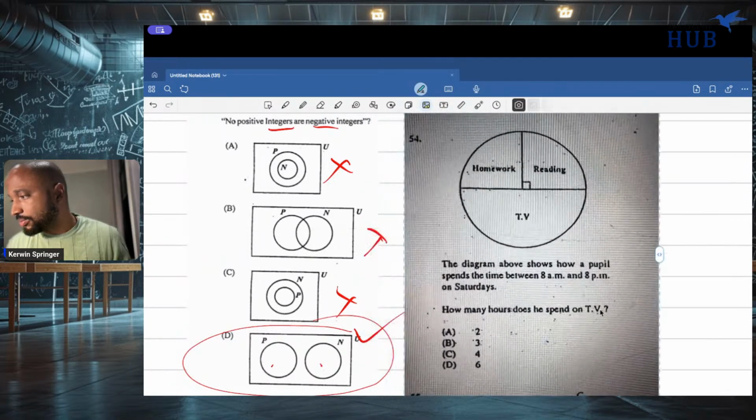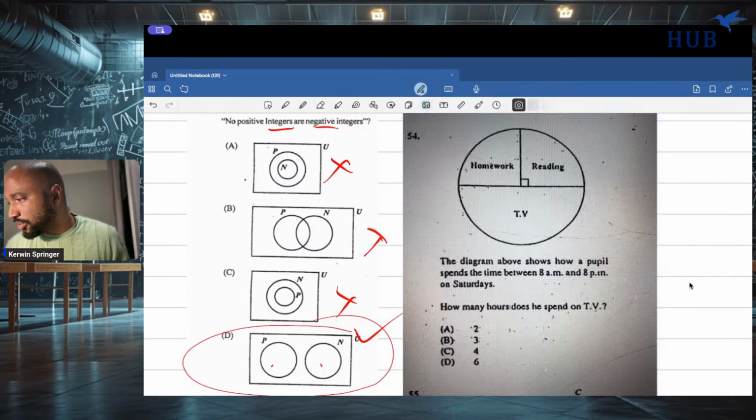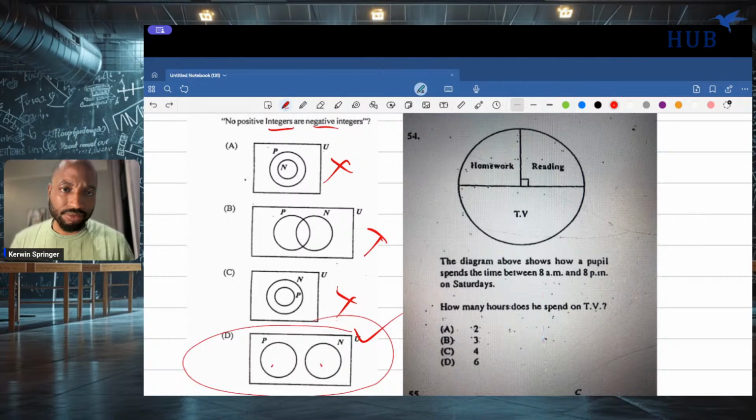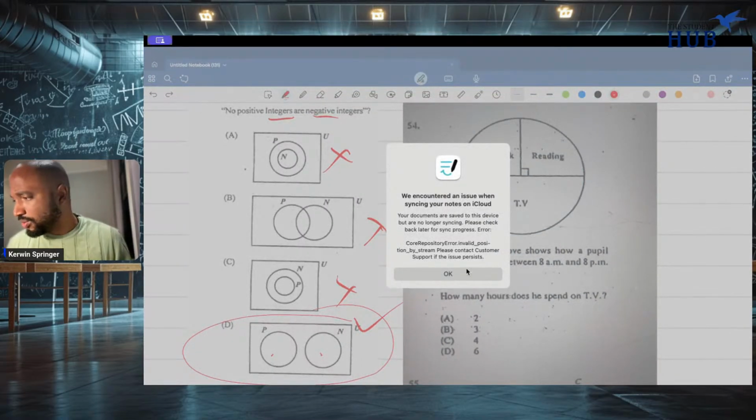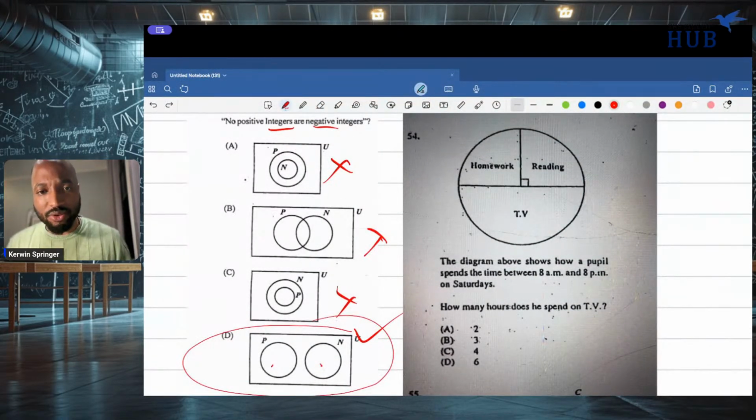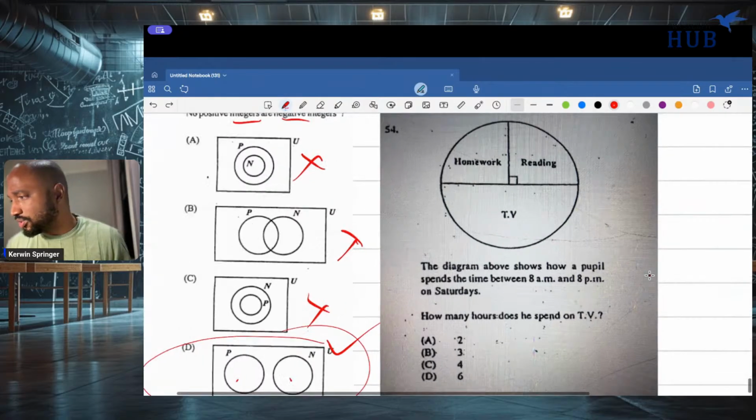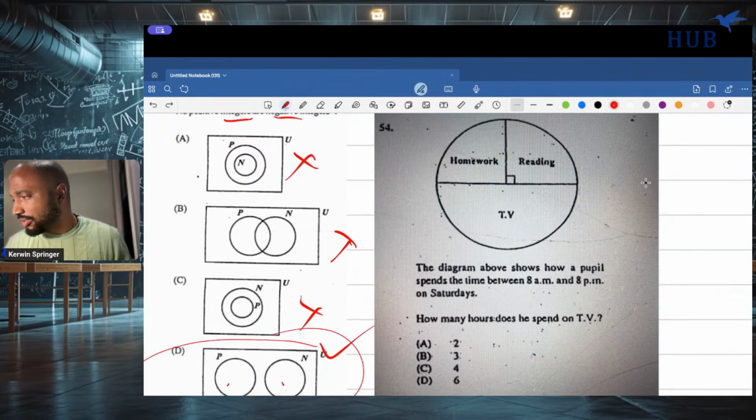The diagram above shows how a pupil spends. What if you scan this or print this? Where do these artifacts come from? These lines. It's like when you take a picture of this on your phone, and your phone screen breaks or something. Trying to figure out how that came out there.